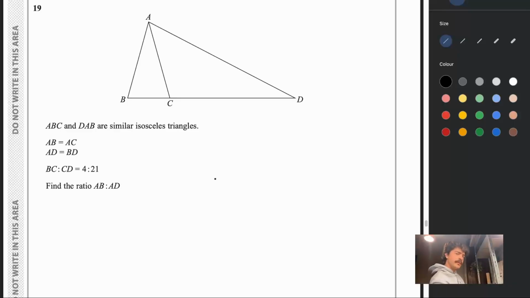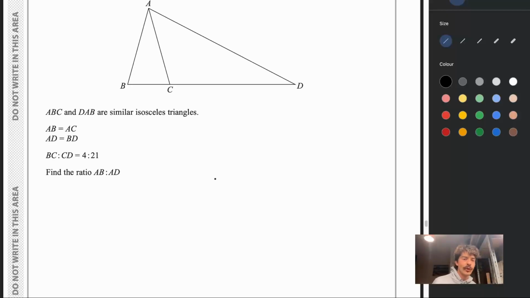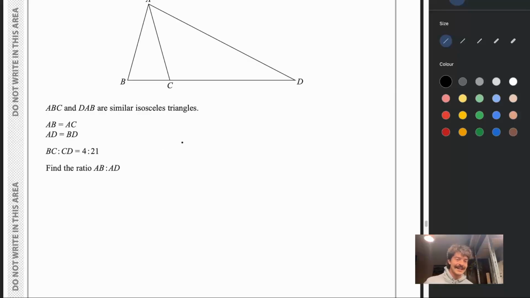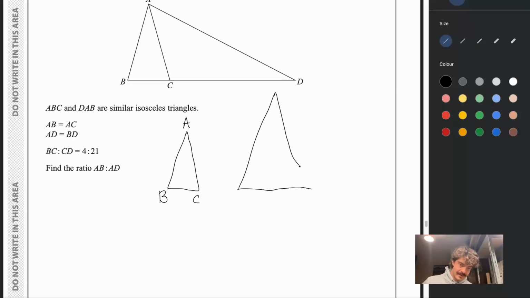So in this question, we've got two similar isosceles triangles. Interestingly though, ABC has been rotated relative to DAB. I'd almost be inclined to redraw a lot of these sides. I think that would make our life a lot easier. So I think that's exactly what I'm going to do. We've got triangle ABC here, and we've got larger triangle DAB down here.